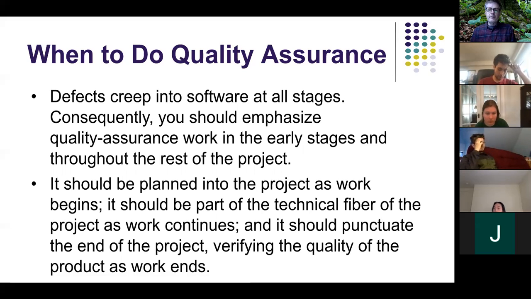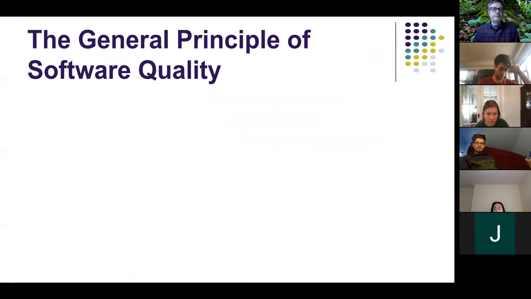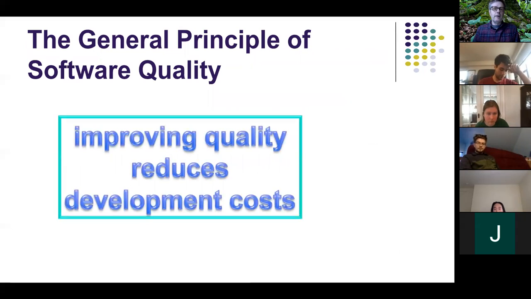So it should be part of the technical fiber of the project as the work continues. It should punctuate the end of the project, verifying the quality of the work as the project ends. So quality assurance is this permeation of these methodologies throughout. So, the general principle of software quality.